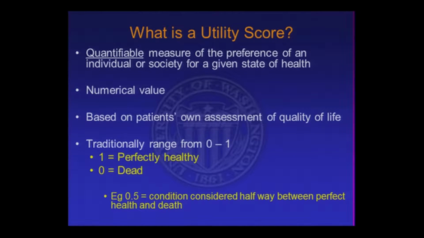And traditionally, the numerical value that's assigned to the utility score ranges from 0 to 1, where 1 is a state of perfect health and 0 is basically death. And presumably, there's some degree of correlation with the number, and between 0 and 1, the state of health, where 0.5 in theory would be somewhere halfway between perfect health and death. And of course, there is a possibility of having negative numbers, which is when someone's state of health is so poor that they would rather be dead.